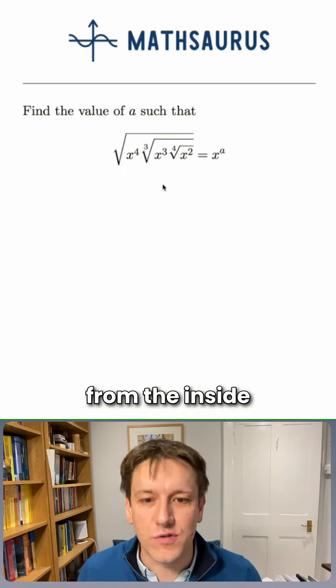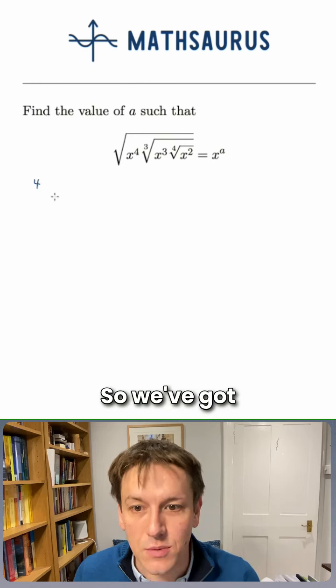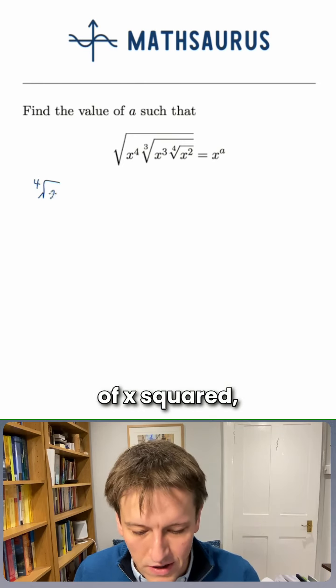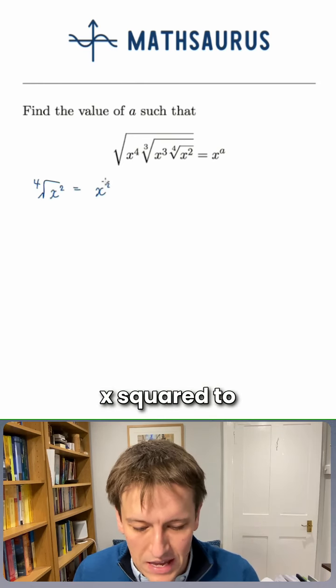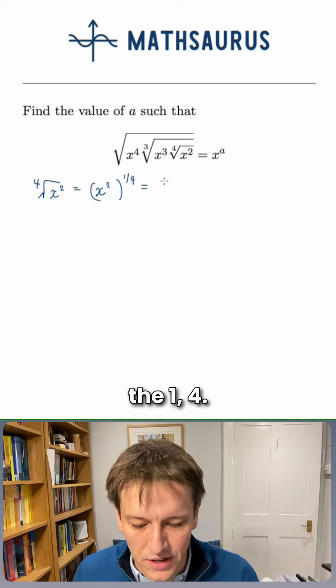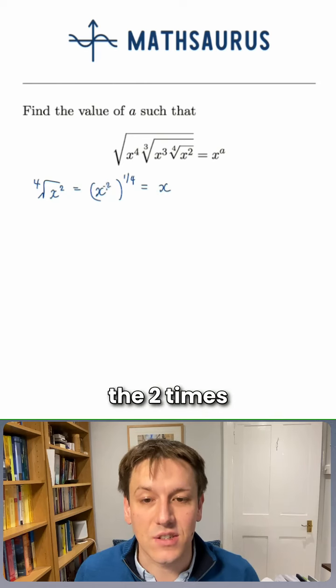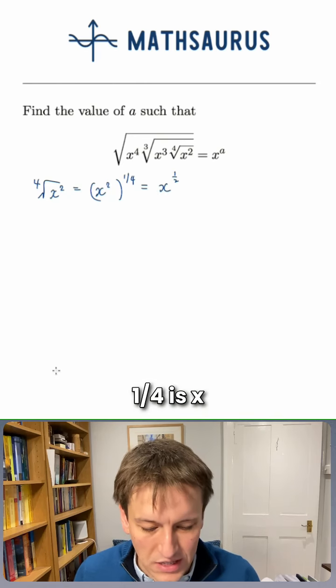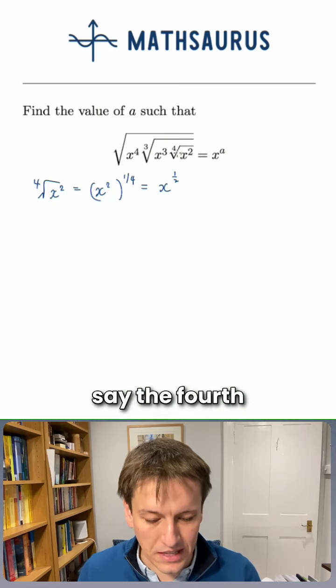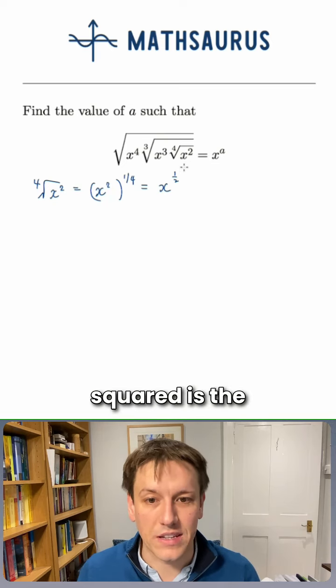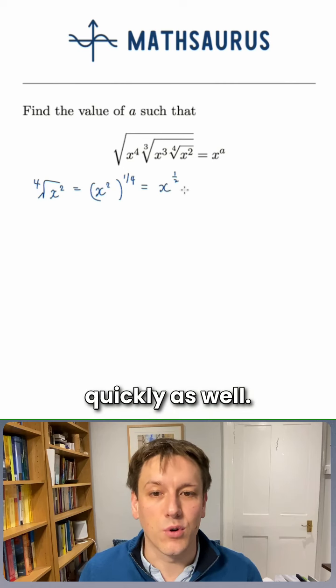And let's start from the inside out here. So we've got the fourth root of x squared. That would be x squared to the 1/4. So by the rules of indices, that's x to the 2 times 1/4, which is x to the half. You might just be able to say the fourth root of x squared is the square root of x, which is x to the half, more quickly as well.